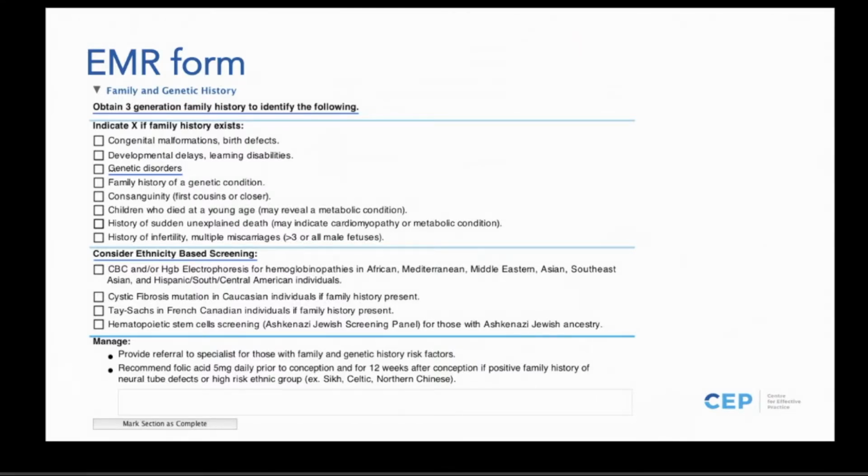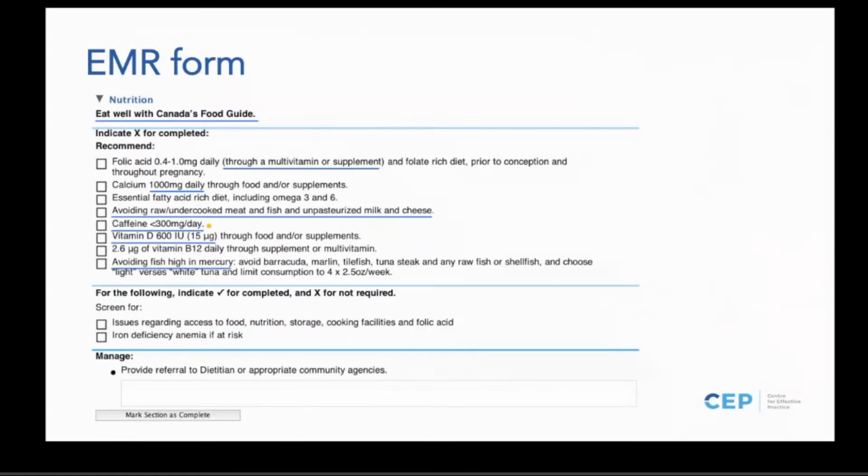Other sections of the EMR form include nutrition, and we can take a look at that next slide. Here are some of the recommendations for folic acid, for calcium, for caffeine, and for vitamin D. And also see if there are any issues regarding access to food, nutrition, or iron-deficiency anemia if they are at risk.